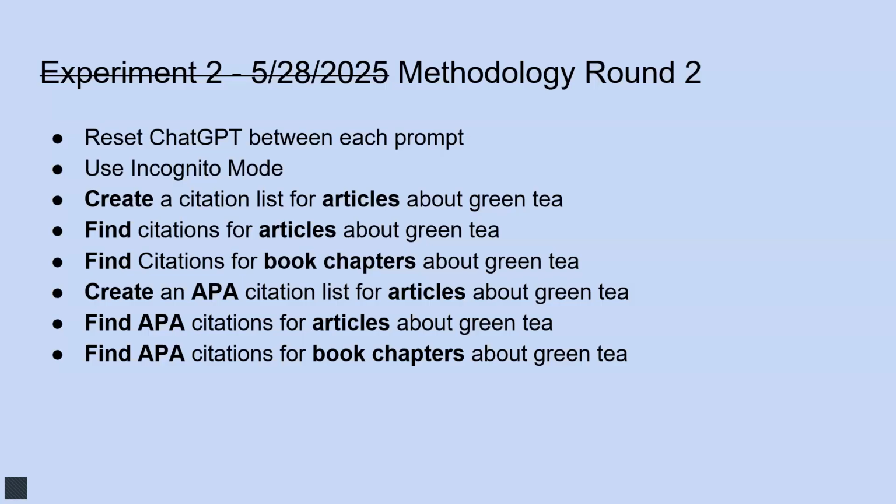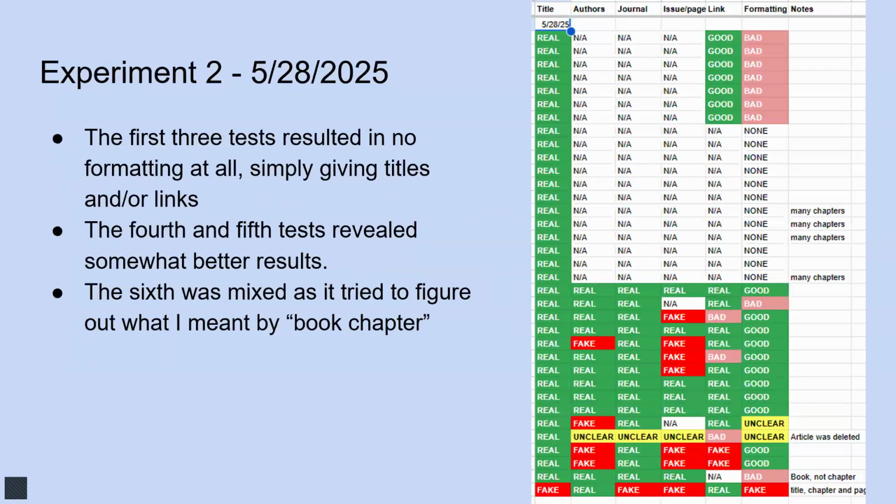I didn't want to ruin the original experiment, so I stuck with those 3 questions and then added 3 more, which was create an APA citation list for articles about green tea, find APA citations for articles, and find APA citations for book chapters, hoping that it would give me what I wanted. And to a certain extent, it did.